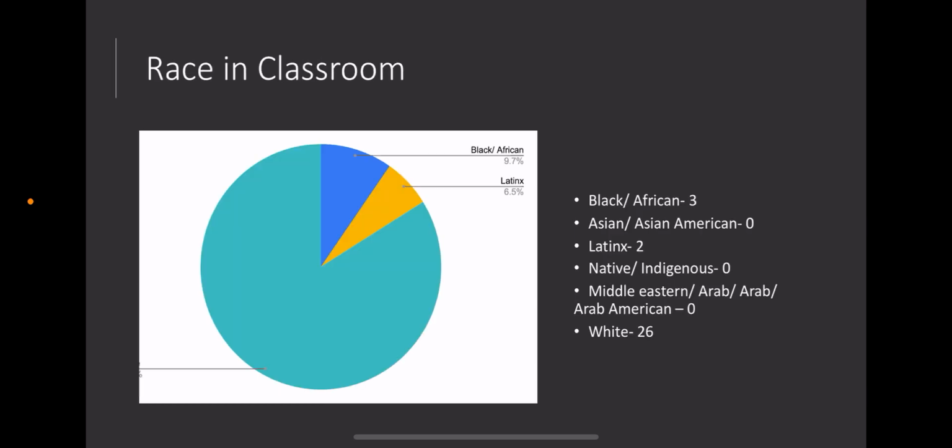Race in my classroom, it's pretty clear. We had 3 Black/African. We had no Native or Indigenous, as well as Asian or Asian American, 2 Latinx, and no Arab American, Middle Eastern Arab, and we had 26 white students.